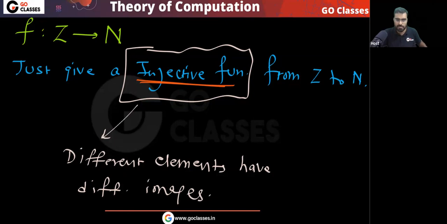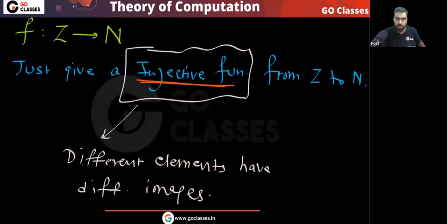Can you give me an injective function? Yes, I can easily give you one. Notice what I can do. In your integers, what do you have? For example, you have 0, and these integers, -1, -2, -3, and so on. I want to make sure that they get different images.